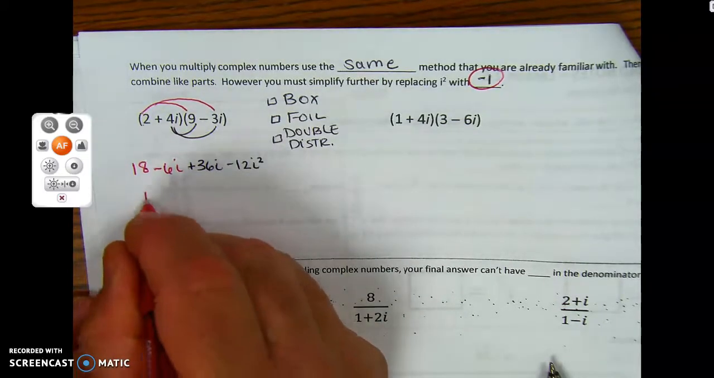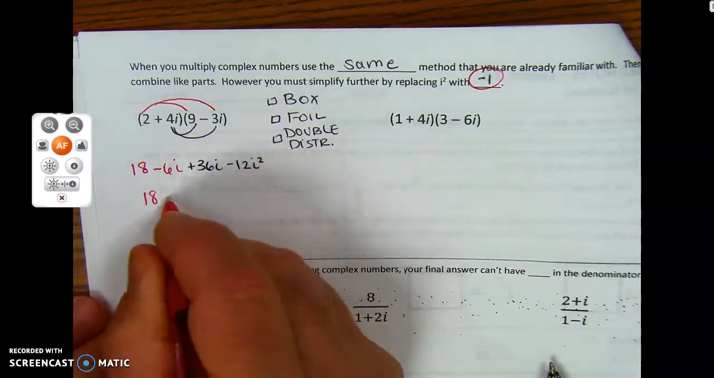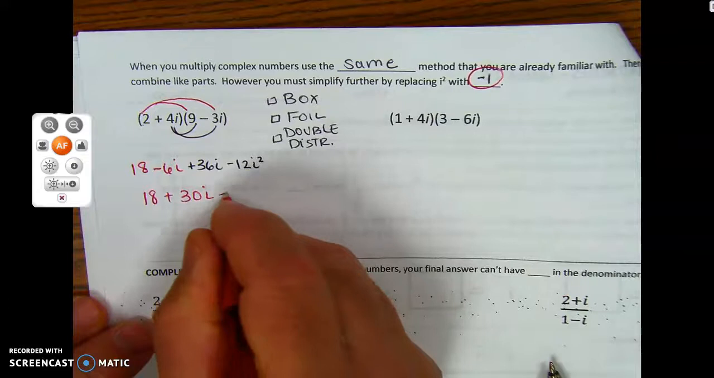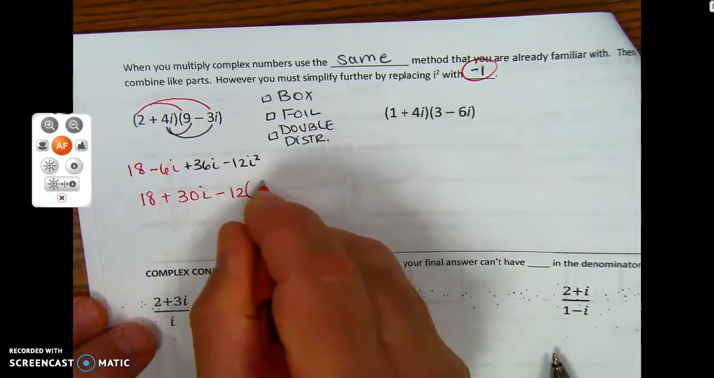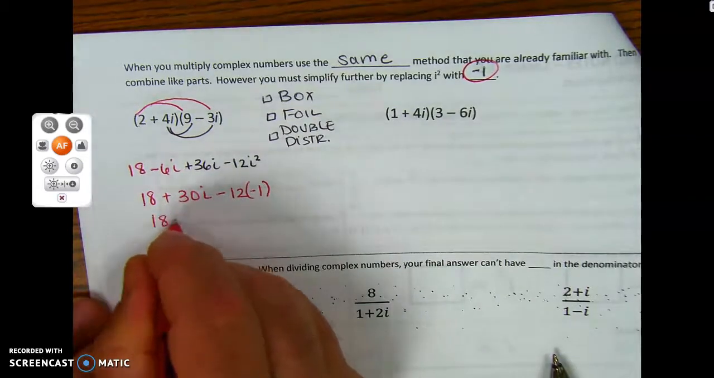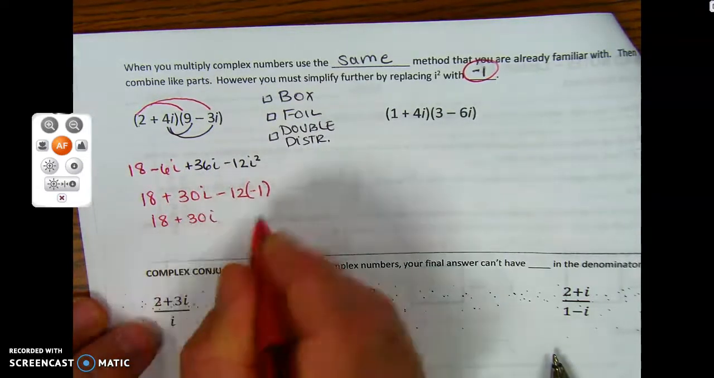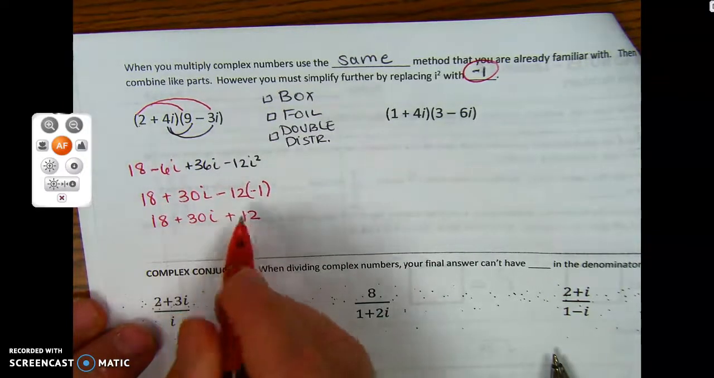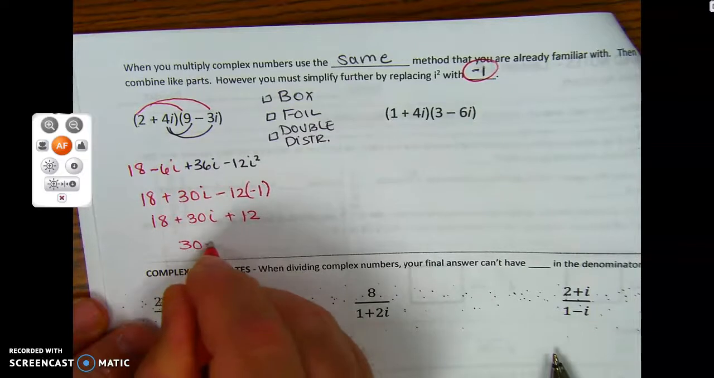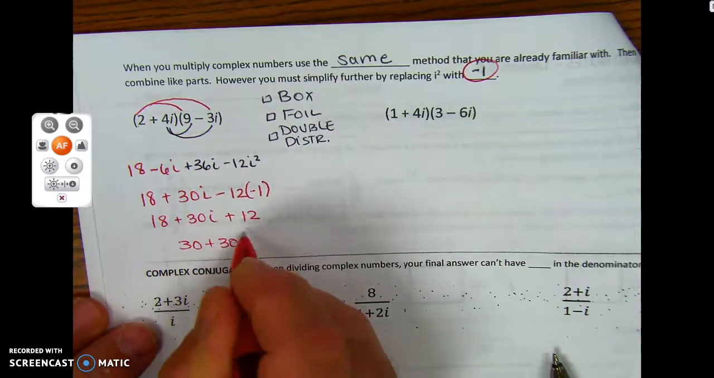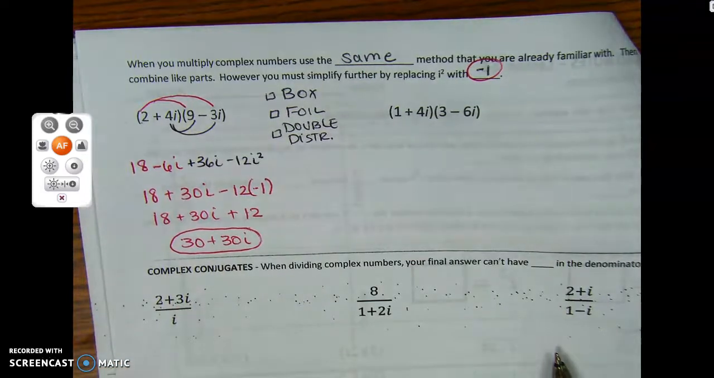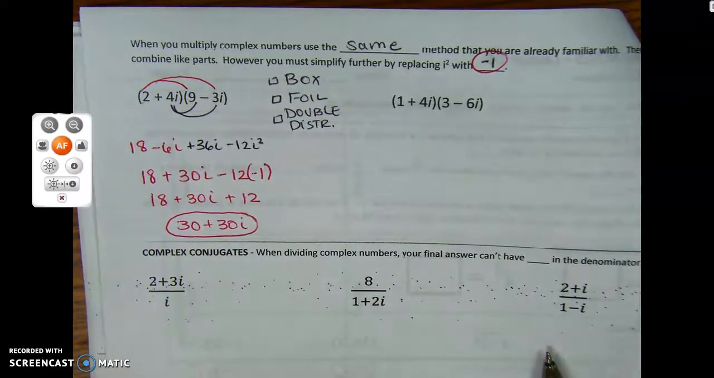So 18 plus 30i minus 12 times, not i squared anymore. We've got to change that to negative 1. 18 plus 30i plus 12. 18 plus 12 is 30, so my answer is 30 plus 30i. Keep the real part separate from the imaginary part because they're not like terms. Okay.